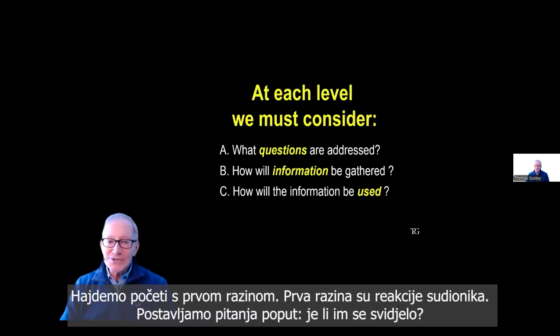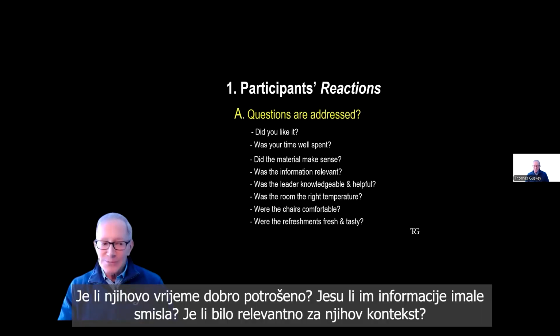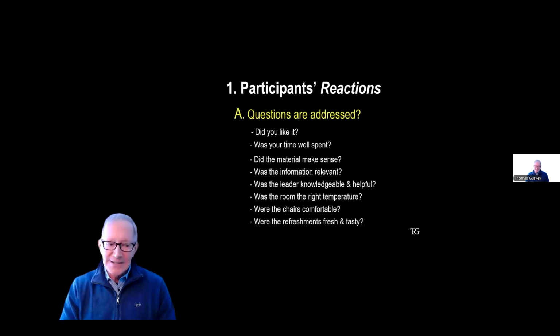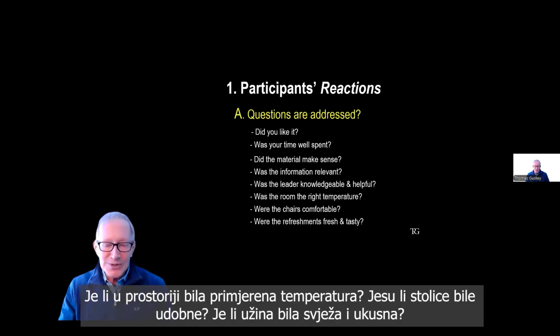So let's start with level 1. Level 1 is participants' reactions. And so here, you're going to ask questions like, did they like it? Was their time well spent? Did the information make sense to them? Was it relevant to their context? Was the leader of the session knowledgeable and helpful? And what about the conditions under which they learned? Was the room the right temperature? Were the chairs comfortable? Were the refreshments fresh and tasty?